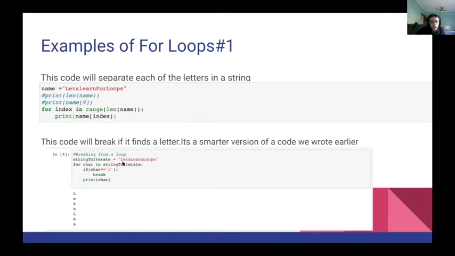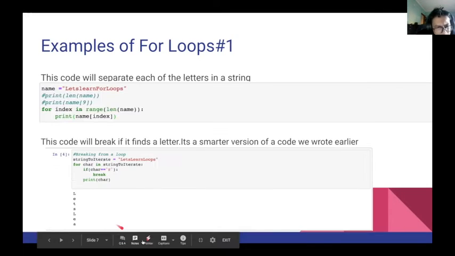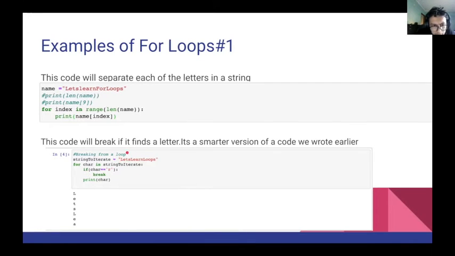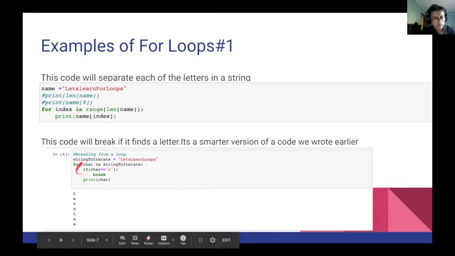Since this is a string, it's not going 1 2 3 4. Basically, it's going to spell everything out: LETSLEARNLOOP. It's going to edit itself to be the next letter every time.